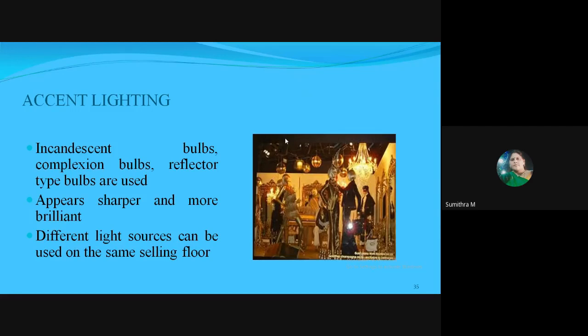Accent lighting: incandescent bulb, reflected type, different types of bulbs used in one particular display is named accent lighting, and it gives you a very sharp and brilliant look. Different light sources can be used on the same selling floor, so heat will be more in that particular area. So you can avoid using more lights in one particular display. You can go for a minimum of 3 or 4 lights to enhance your product.